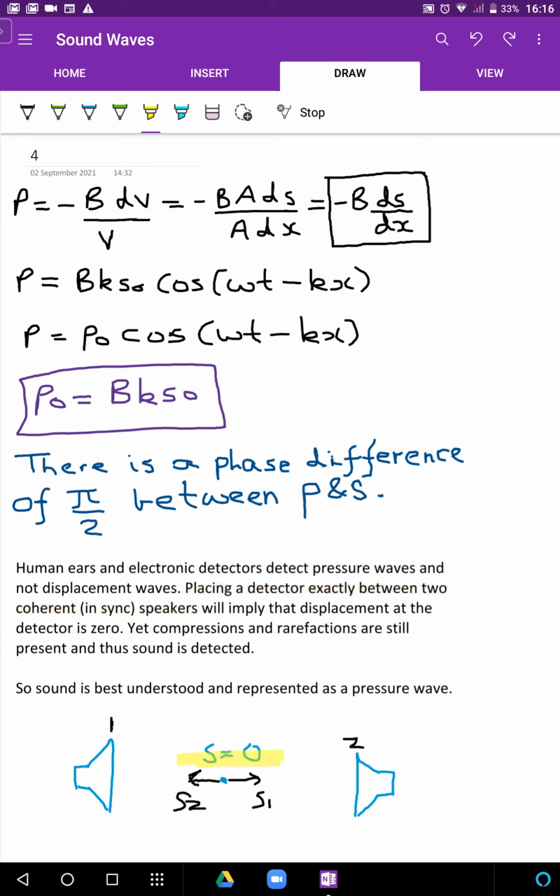the displacement should be forever zero, by symmetry. Because the displacement that the first speaker causes towards the right, the second speaker causes towards the left. Right? So this point's displacement will always be zero, by symmetry, but you will still hear sound.